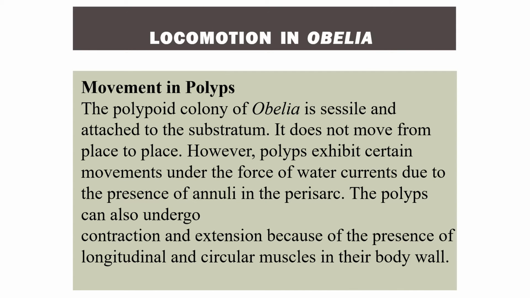Locomotion in Obelia. Movement in polyps. The polypoid colony of Obelia is sessile and attached to the substratum. It does not move from place to place. However, polyps exhibit certain movements under the force of water currents due to the presence of annuli in the perisarc. The polyps can also undergo contraction and extension because of the presence of longitudinal and circular muscles in their body wall.